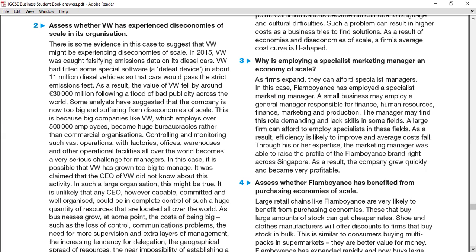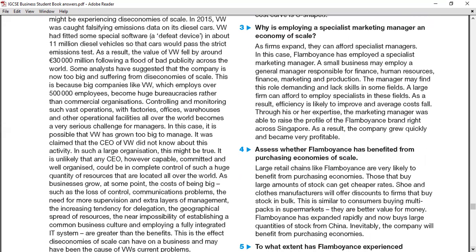Some analysts have suggested that the company is now too big and suffering from diseconomies of scale. This is because big companies like VW, which employs over 500,000 employees, become huge bureaucracies rather than commercial organizations. Controlling and monitoring such vast operations with factories, offices, warehouses, and other operational facilities all over the world becomes a very serious challenge for managers. In this case, it is possible that VW has grown too big to manage. It was claimed that the CEO of VW did not know about this activity. In such a large organization, this might be true.